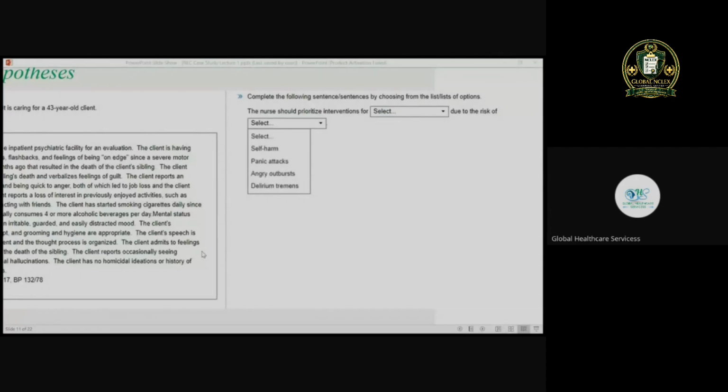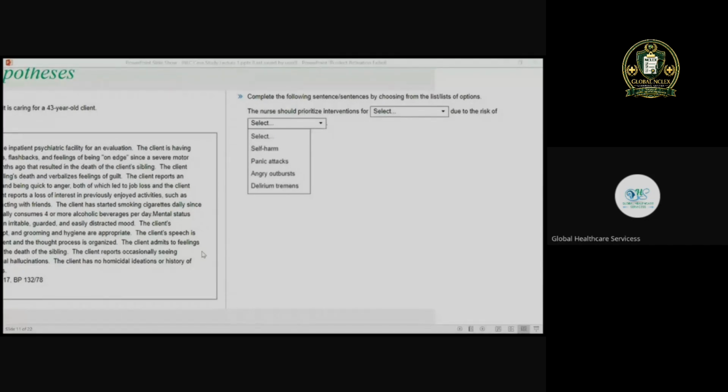So panic attack does not lead to this; it can lead to flashbacks. Angry outburst, delirium tremens also happen in alcohol withdrawal and benzodiazepine withdrawal. But here, what is your priority? What can be the reason? The reason is your patient can attempt suicide or self harm, because in the case notes we have read that he said it happened due to him. Self blame, guilt, hopelessness, all these lead to self harm.